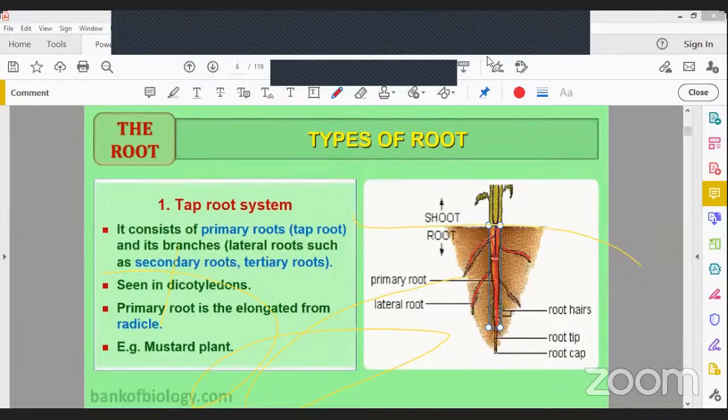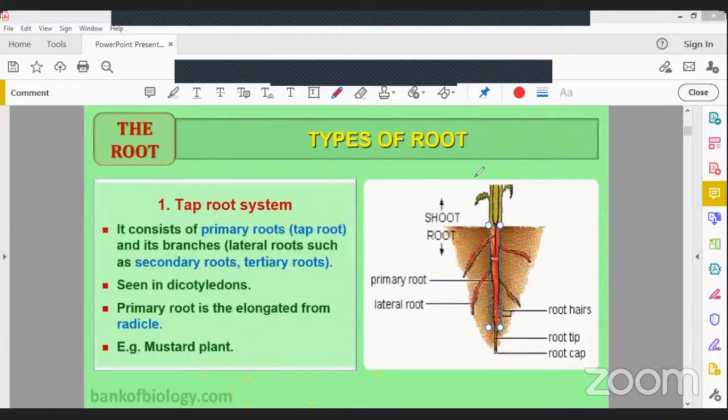Just a minute, students. So it is found in dicots, which have two cotyledons. Then the primary root is elongated from the radicle. Example, mustard. All dicot plants show a tap root.